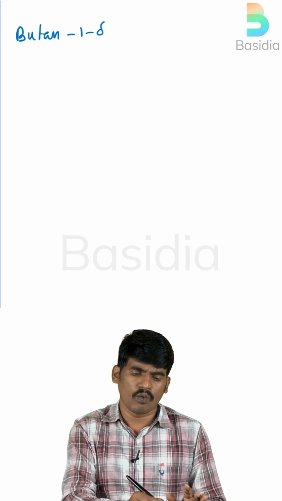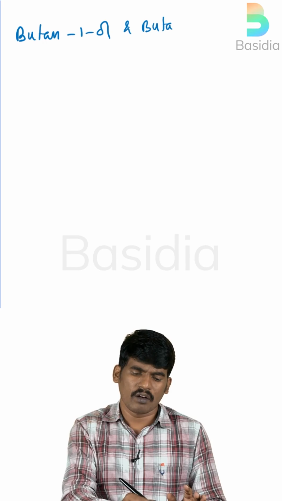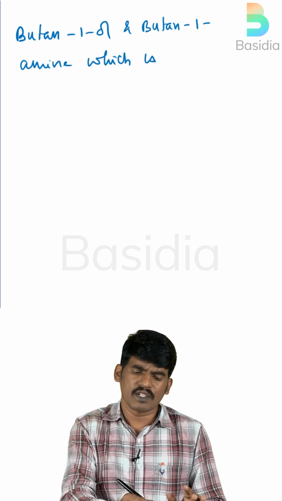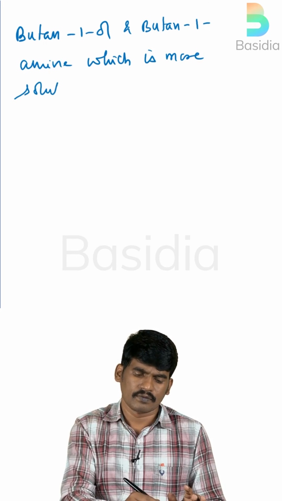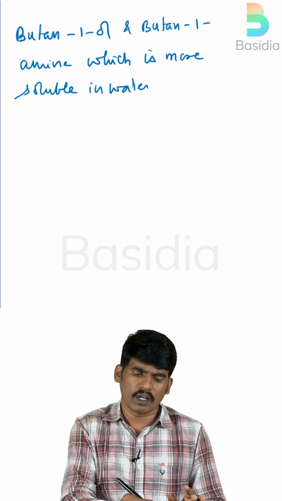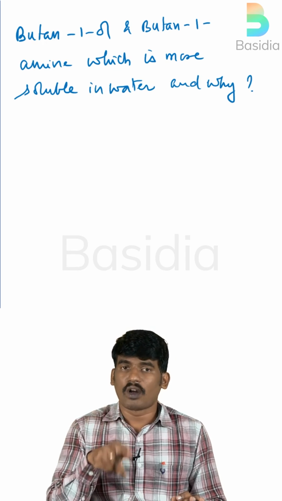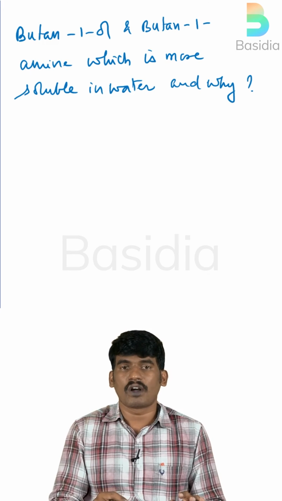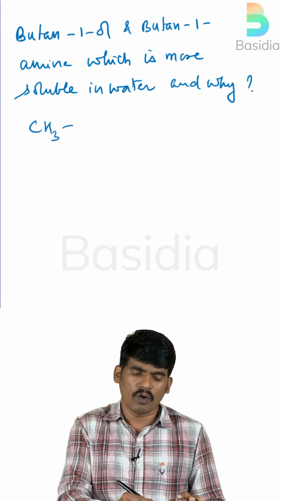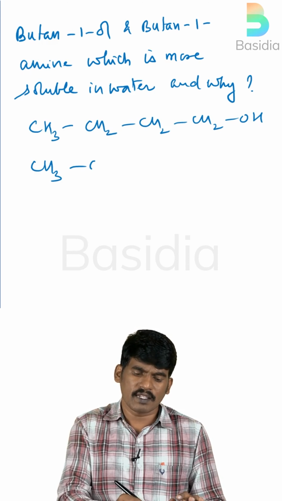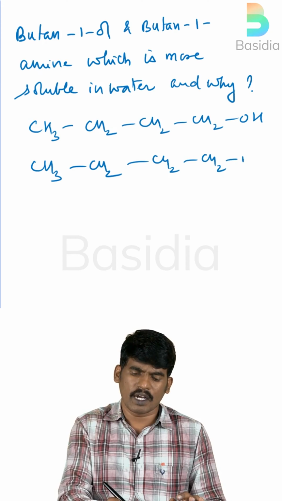Is it clear? Next, sometimes they will ask a question such as: out of butan-1-ol and butan-1-amine, which is more soluble in water and why? This is a question for you. Try to answer it. Butan-1-ol is CH3CH2CH2CH2OH, and butan-1-amine is CH3CH2CH2CH2NH2.